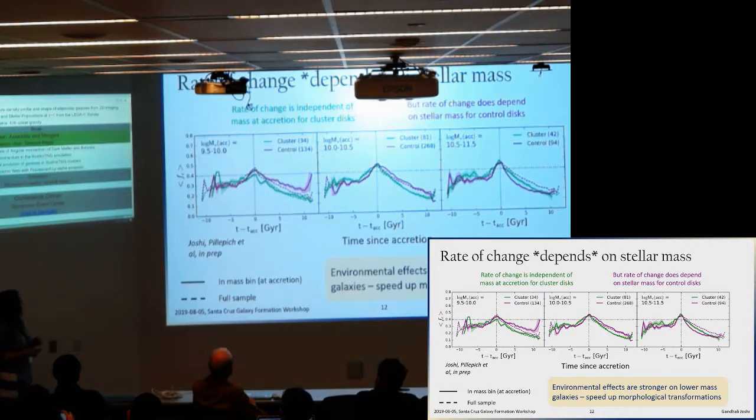So what you'll find is that the green lines, which are the cluster sample, all lie right on top of the solid line, which means that they evolve at pretty much the same rate regardless of stellar mass, whereas the control galaxies actually have different rates of evolution depending on their stellar mass. So lower mass galaxies evolve at lower rates than the higher mass galaxies. So what this is telling us is that the environment has the secondary effect where it's speeding up the morphological evolution of lower mass galaxies so that they essentially match up with the evolution rate of the higher mass galaxies as well.